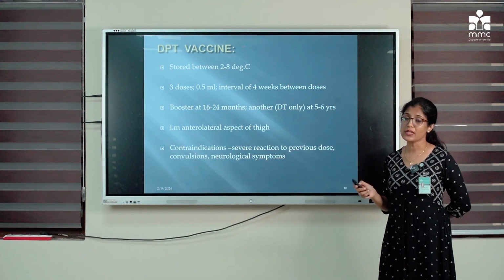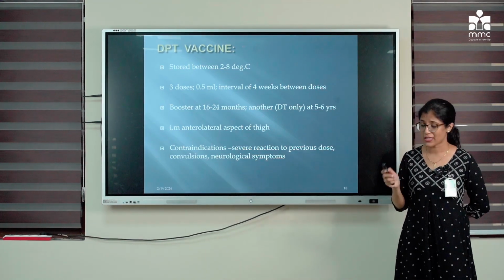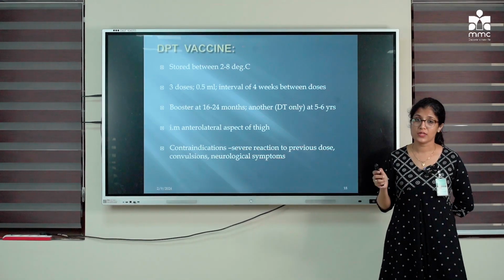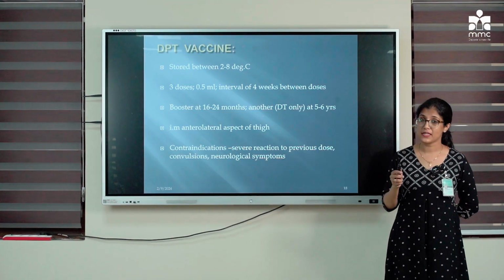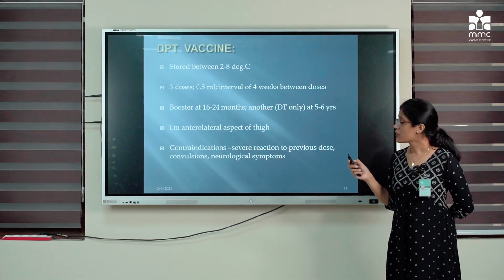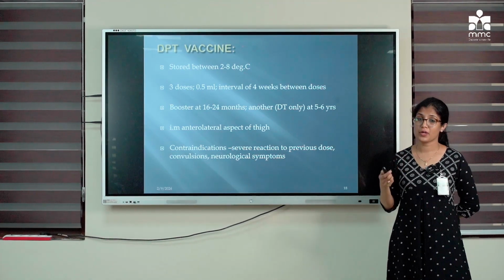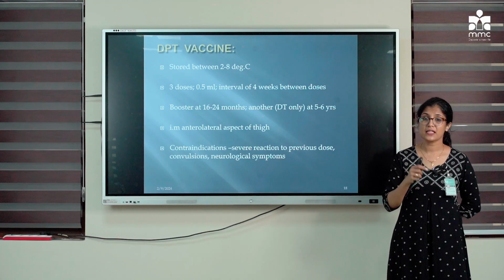So what are the storage conditions of a DPT vaccine? DPT vaccine should be stored between 2 to 8 degrees Celsius, and 3 doses in a dosage of 0.5 ml at least 4 weeks apart should be given. So in infants, according to our immunization schedule, we give it at 6, 10, 14 weeks.